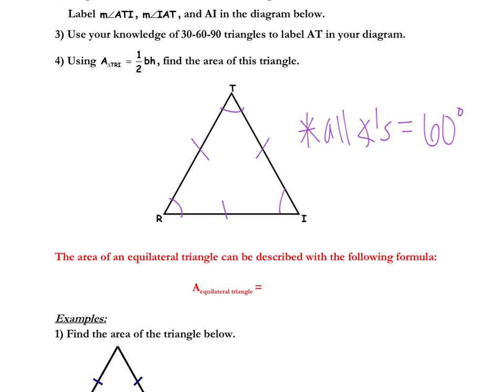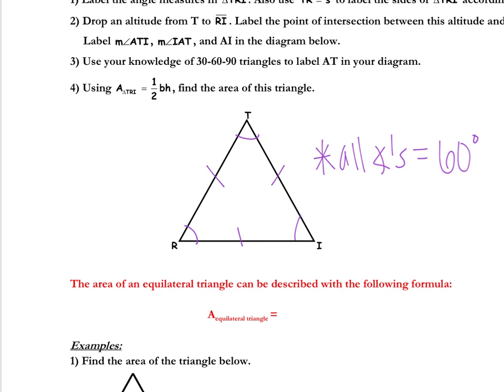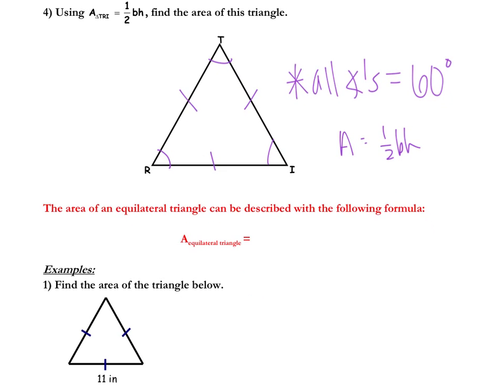So normally our area formula for a triangle is area equals 1/2 base times height. But when working with an equilateral triangle, our formula is a little bit different. It's √3/4 s squared, where s stands for a side. Go ahead and make another note card for this one. Definitely something that we need to practice.